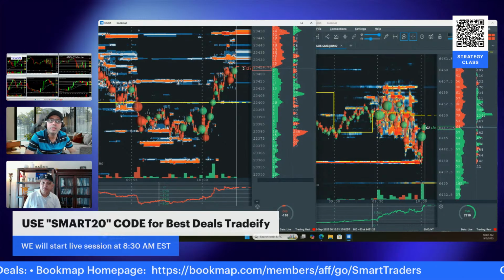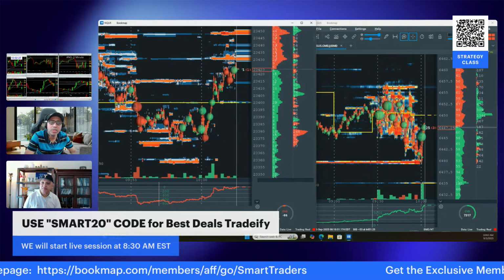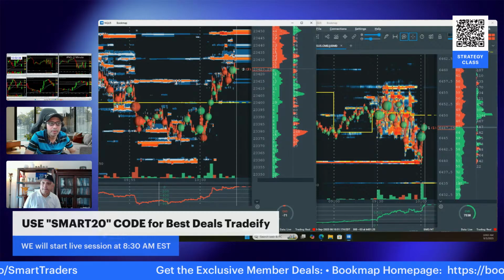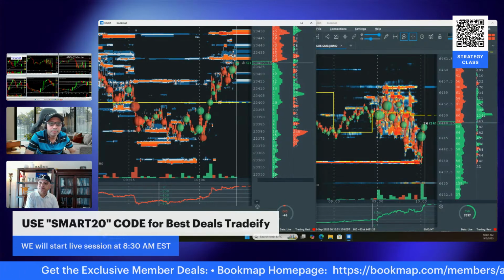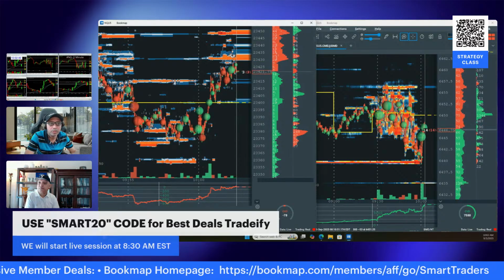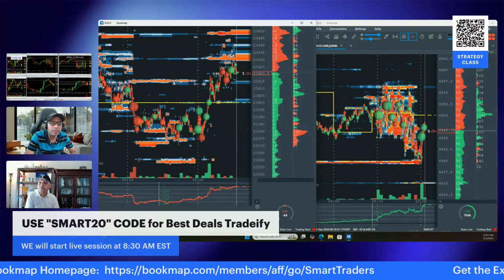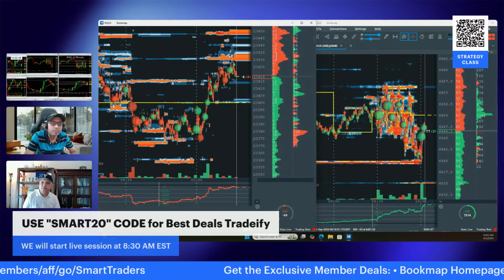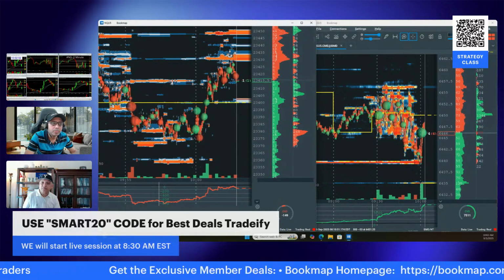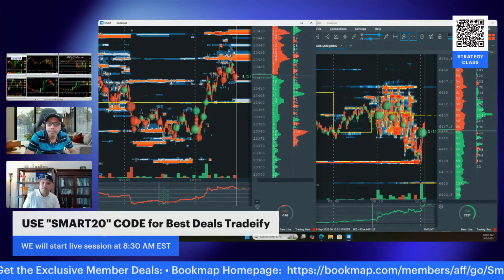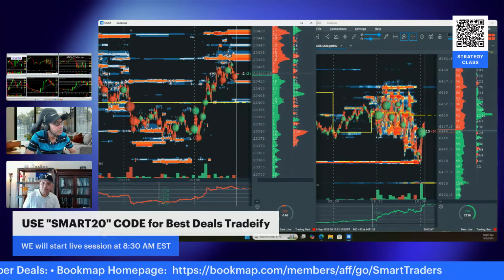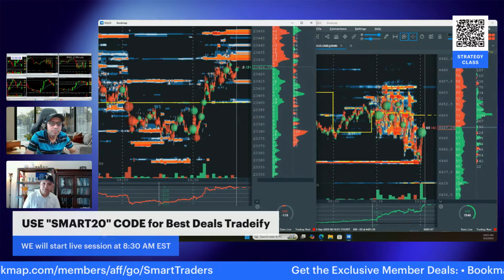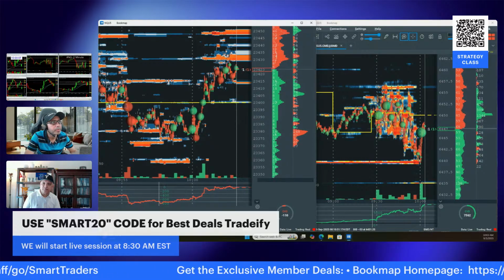But I still feel that they're still in the same range which we created after yesterday. So you can easily reject the old highs and just come back down. Definitely a tough day.